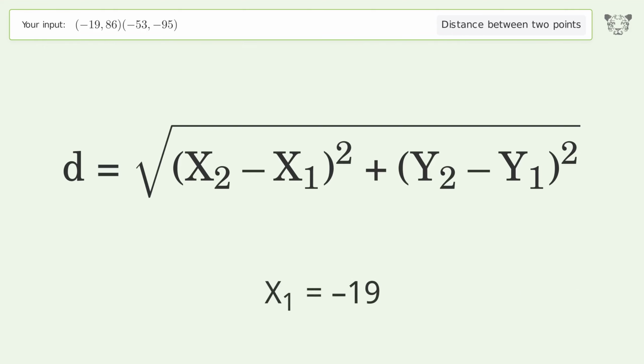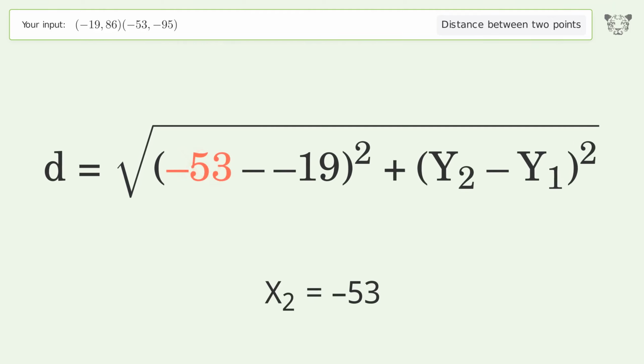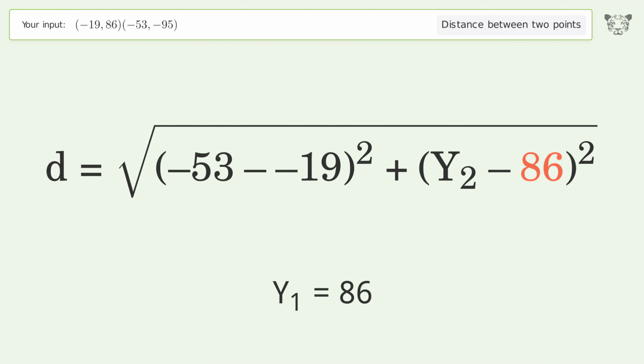x1 equals -19. x2 equals -53. y1 equals 86. y2 equals -95.